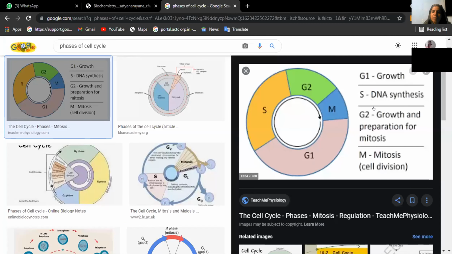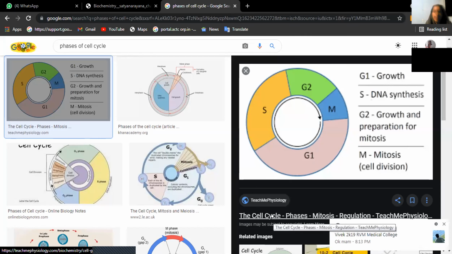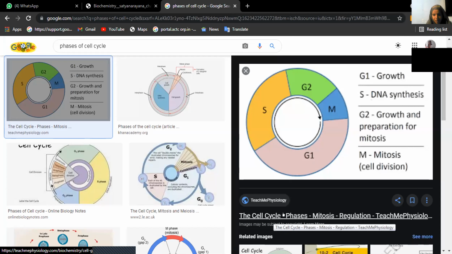So G1 is growth. Okay. S is DNA synthesis phase. G2 is growth and preparation for mitosis, and M is mitosis, cell division. So these are the four phases of cell cycle. You can just draw and just list that, you will get 3 marks. These are the four distinct phases of cell cycle. Genetic code we did, factors Niharika will be sharing. Ma'am, should I share now? Yeah, beta, please share. Meanwhile, I will open DNA repair mechanism. Yes, ma'am.